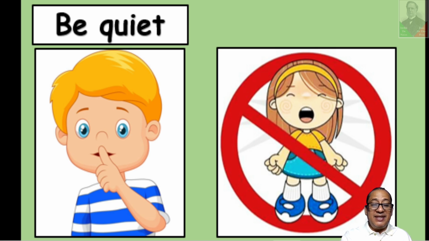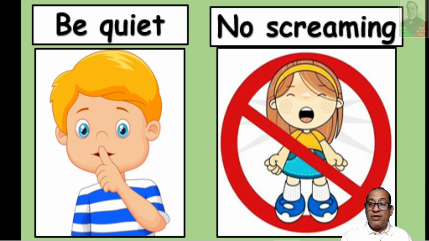Oh my goodness. Look at this girl. What is she doing? She's screaming. No screaming. Be quiet. Don't scream. Don't yell. Don't shout. Be quiet. Screaming is bad behavior. Nobody likes kids screaming all around. Okay? So, be quiet is a good choice. Screaming is a bad behavior. Okay? No screaming, please. Let's go for the next.